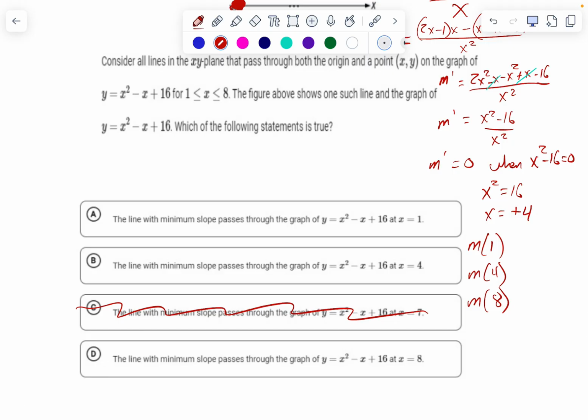So 1 squared minus 1 is 0, and then plus 16 is just 16. Okay, 4 squared is 16 minus 4 is 12, plus 16 is 28. And then 8 squared is 64 minus 8 is 56, plus 16, whatever. It's definitely not the smallest, right? I'm just going to say not the smallest.